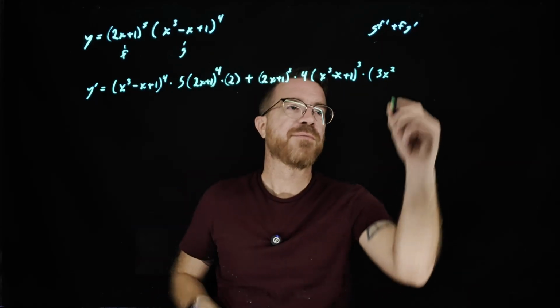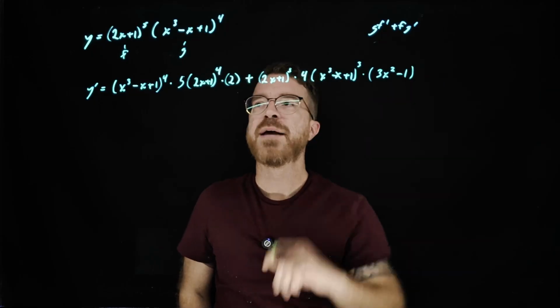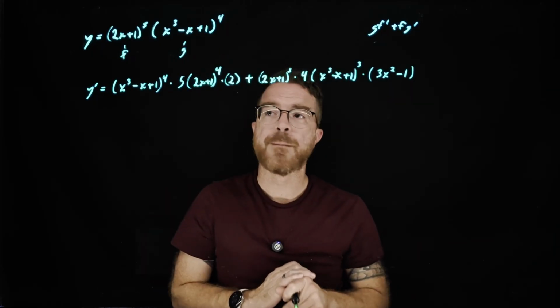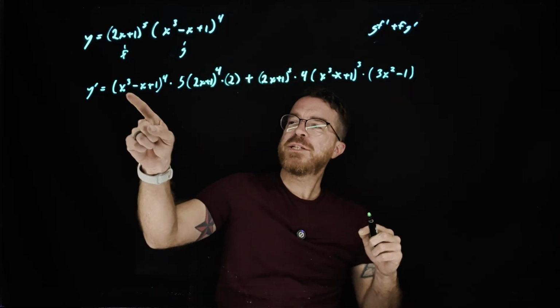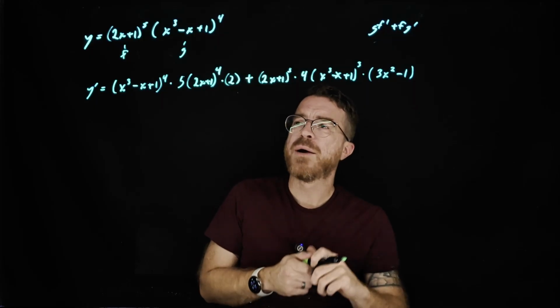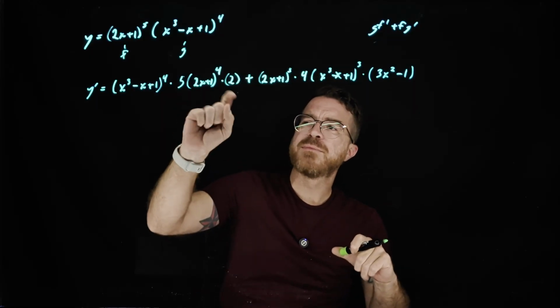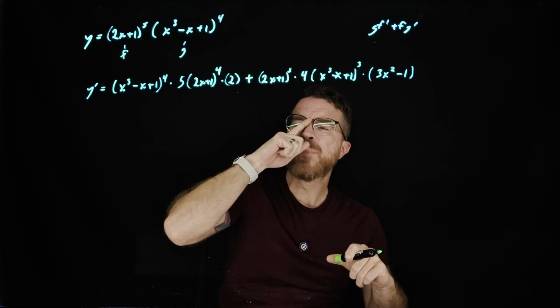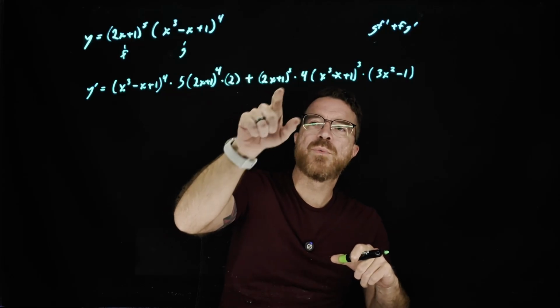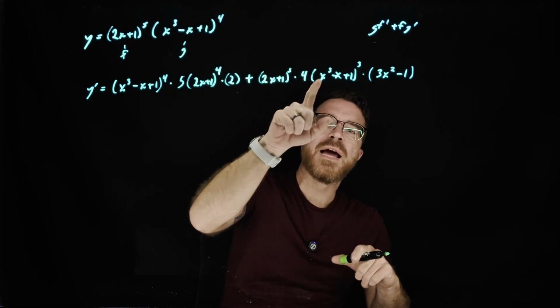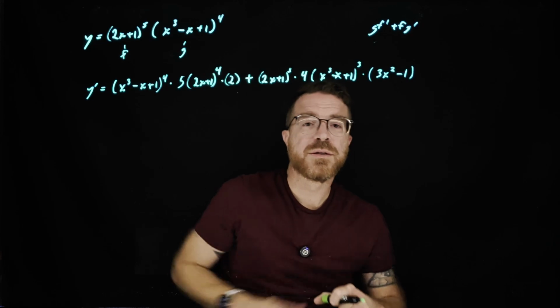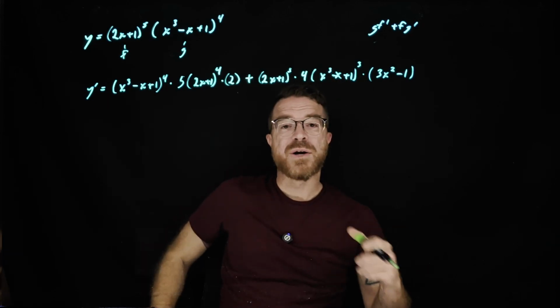Minus x is going to give me a derivative of minus 1, and then the derivative of a constant equals 0. So we have (x cubed minus x plus 1) to the 4th power times 5(2x plus 1) to the 4th power times 2, plus (2x plus 1) to the 5th power times 4(x cubed minus x plus 1) cubed times (3x squared minus 1).